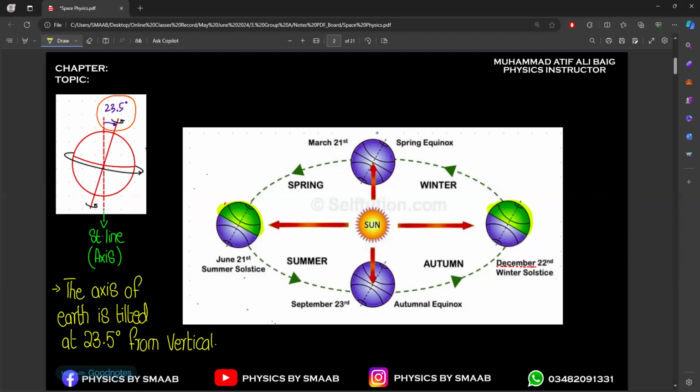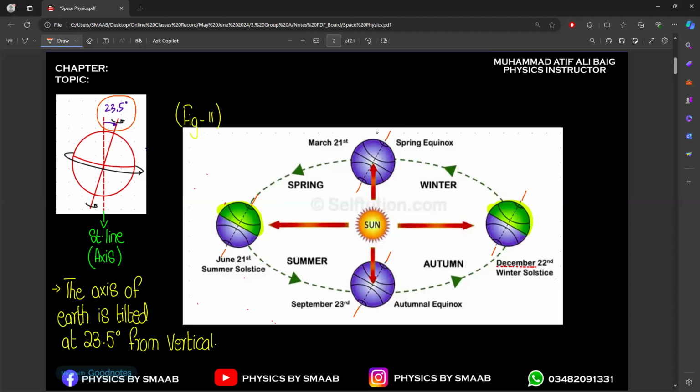Okay. So this is one more fact about the axis of the Earth. It is not vertical. It is around 23.5 degrees from the vertical. And that's why in the second figure, in figure number 2, you can see all axes are tilted at 23.5 degrees almost, right? Like this one, this one. So all are tilted at 23.5 degrees almost. No one is completely vertical.